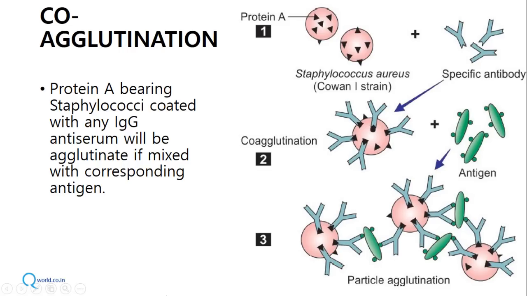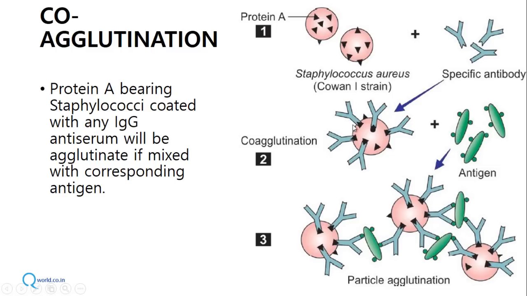Then we have a co-agglutination test, in which we use a bacterium known as Staphylococcus aureus, in which the Cowan 1 strain is commonly used. Now this Staphylococcus aureus bacteria, on its cell surface, has a protein called protein A. Now this protein A will bind only to the Fc portion of the antibody. So we take advantage of this property to diagnose certain antigens.